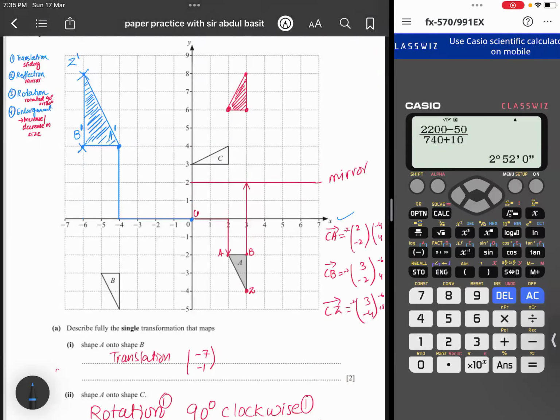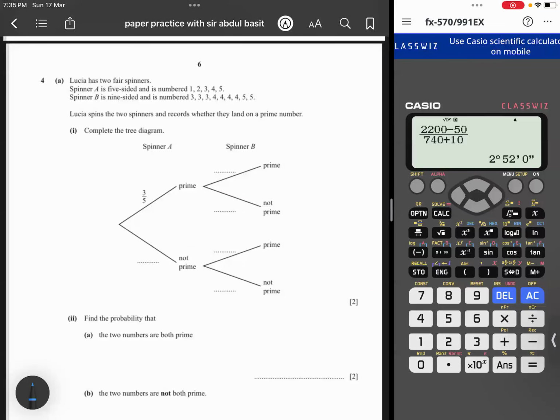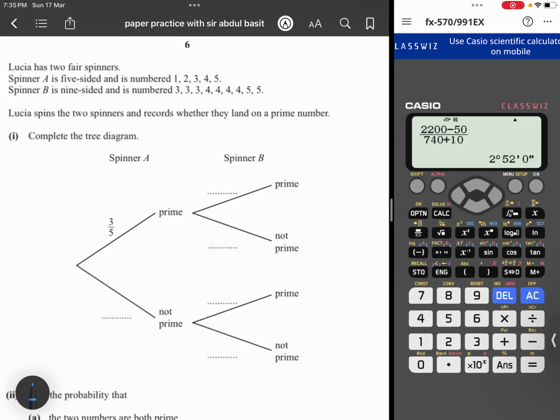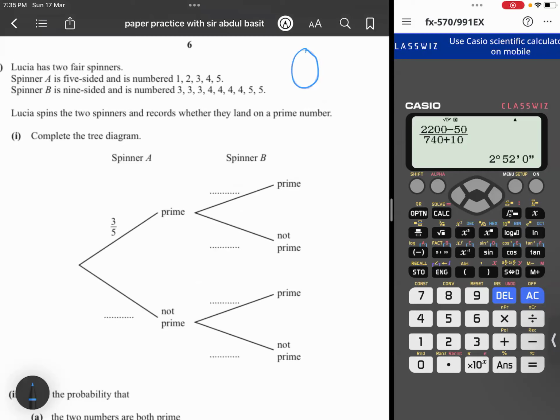Okay, let's see. We have a question on probability from the 2023 examination. So what kind of probability question came in the paper? Please pay attention, everybody. Reading the question is very important in probability, especially because English plays a role. They say that Lucia has 2 fair spinners. Let me draw 2 fair spinners like this.